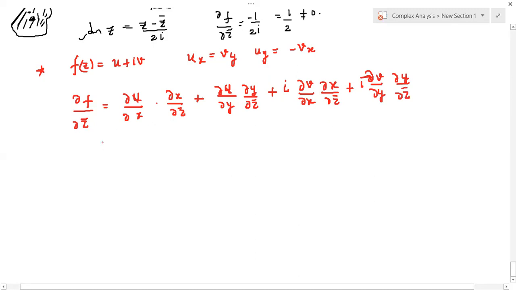And I know that this is equal to del u upon del x, and what is del x upon del z bar? Del x upon del z bar is simply half. So I will simply write half here. I think this is quite evident now, that x is equal to (z plus z bar) upon 2, and y is equal to (z minus z bar) upon 2 iota.